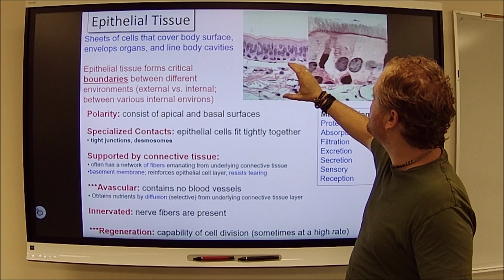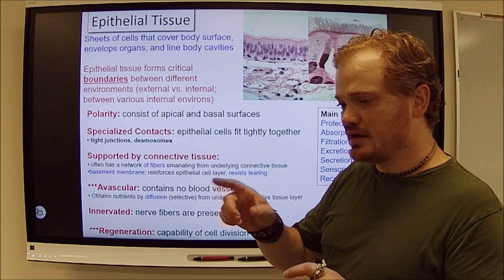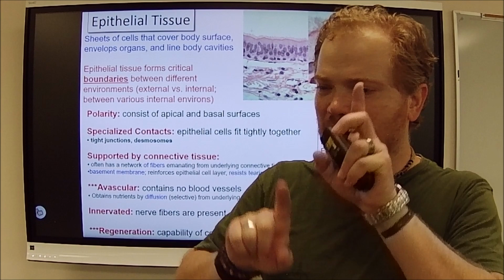Oftentimes in epithelia, there will be specialized contacts. These will be, for instance, in your skin, where the upper surface will have desmosomes that connect those cells together and cause their shape to be a very specific way. They have this spiky appearance, and you'll see that because the desmosomes are anchoring everything together.